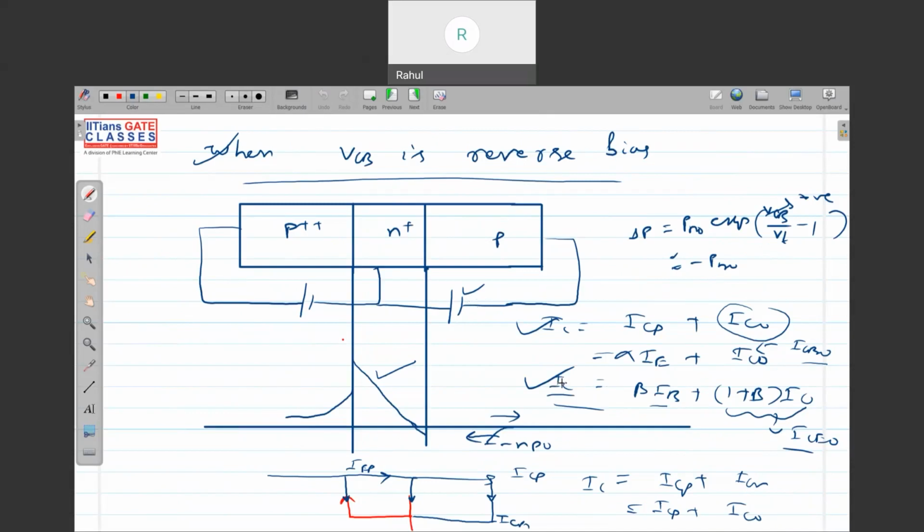In a common emitter configuration, IC is equal to alpha IE if the base to collector junction is not reverse biased. If it is reverse biased, there is a reverse saturation current that comes into the picture. So instead of just alpha IE, there is a small reverse saturation current added. Okay. We have also seen the flow diagram of how it takes place.